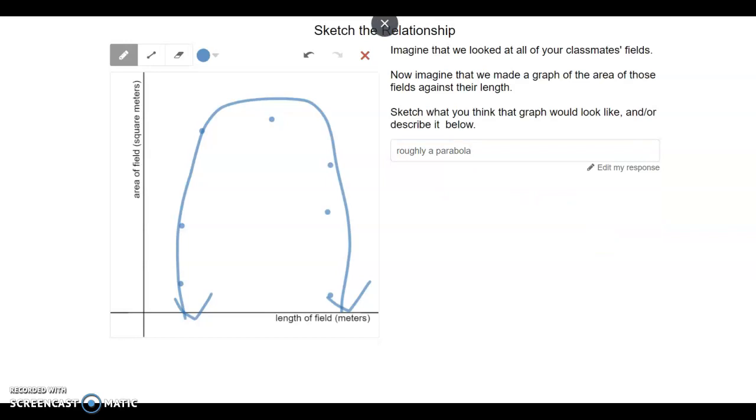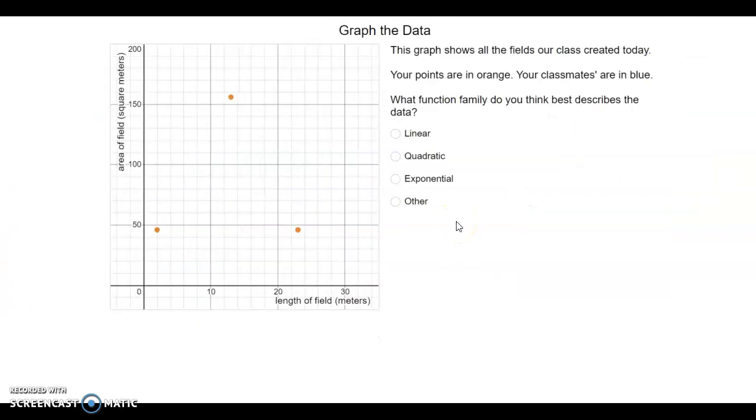And if you hit submit, now it's actually going to show just my points again for this one, but what you can see here is the graph shows the fields of classmates created today. Ours are the orange points. Obviously, you would see everybody else's around it. What function best describes the data?